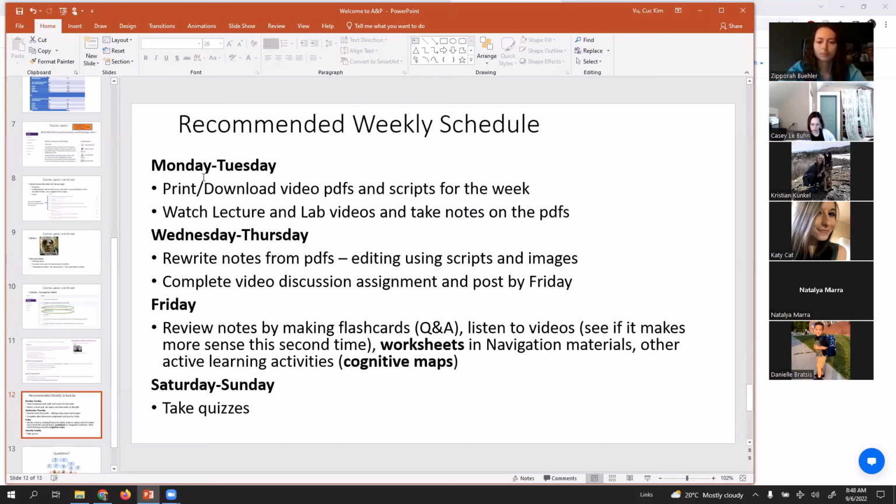So Monday, Tuesday, watch the videos and take notes. Wednesday and Thursday, rewrite your notes, edit the notes using the script and put the images into your rewritten notes, and then do the video assignment that needs to be posted by Friday.